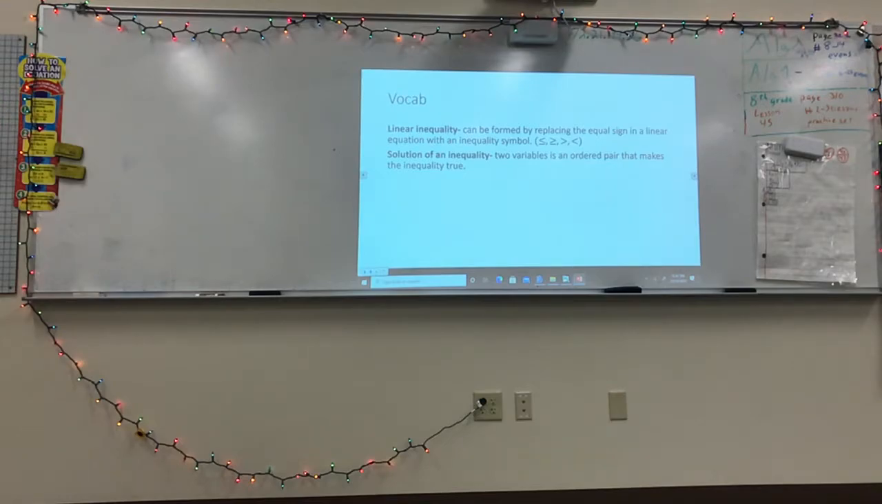Inequalities can be formed by replacing the equal sign in a linear equation with an inequality symbol such as less than or equal to, greater than or equal to, less than, or greater than. A solution of an inequality in two variables is an ordered pair that makes the inequality true.